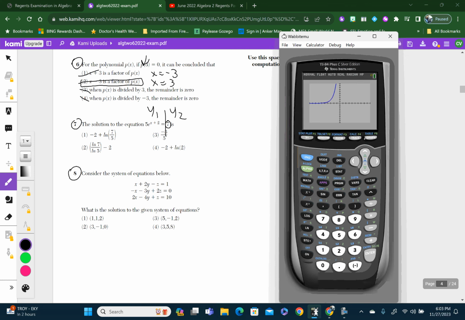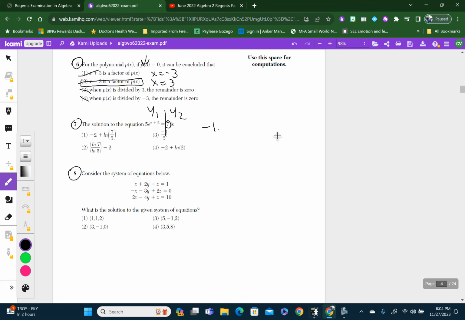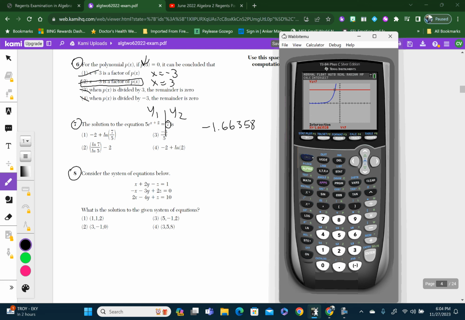So that's the first one, looks like an exponential, and the second one is a red line. Perfect. Now I'm looking to see where they intersect. So second, trace. Option number 5 is intersection. I'm going to go until I get to the spot that they intersect at. I'm going to find my little cursor thing. Keep going. There we go. Hit enter, enter, enter, and it gives me this number, negative 1.66358. Now all I have to do is plug in each of these and see which one matches.